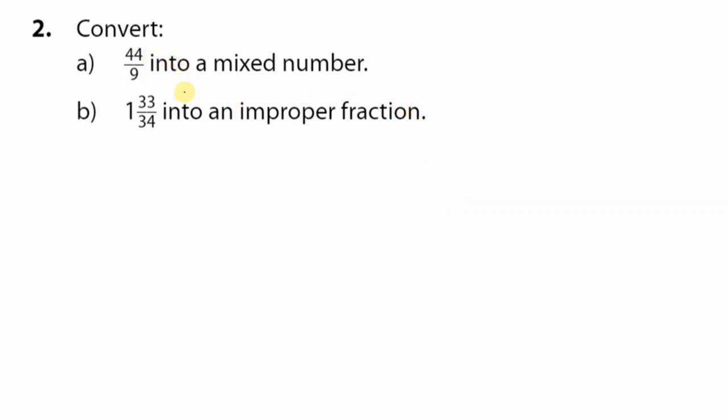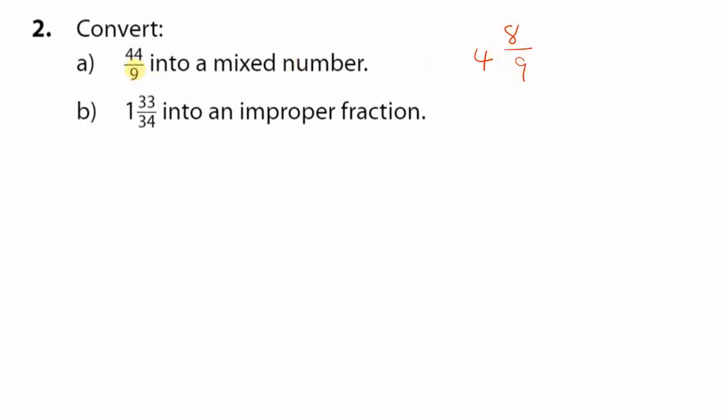So for number 2, we have to convert 44 ninths into a mixed number. We see it's improper because the top is bigger than the bottom. So the strategy is to see how many times the bottom goes into the top. So if we use multiples of 9, we have 9, 18, 27, 36. So 4 times 9 is 36. We still have a remainder: 44 minus 36 is 8. And we still have the 9 at the bottom.